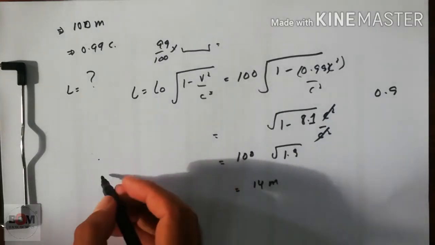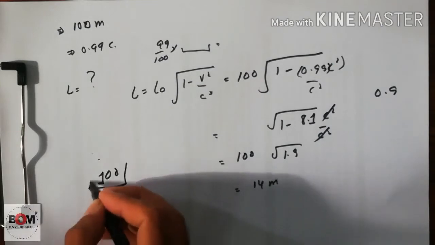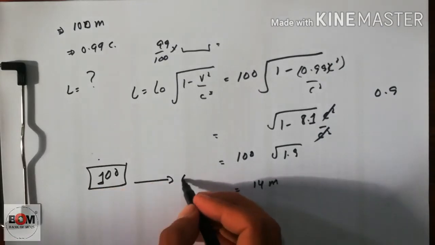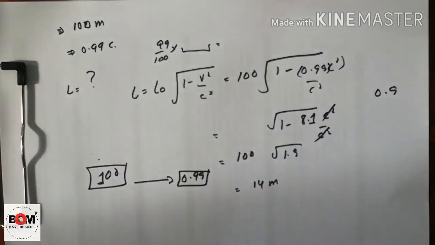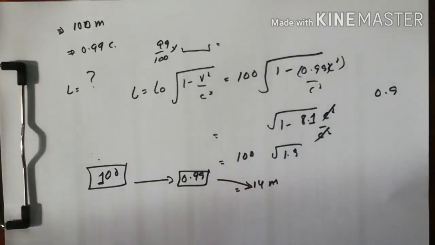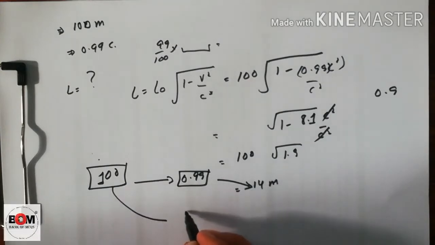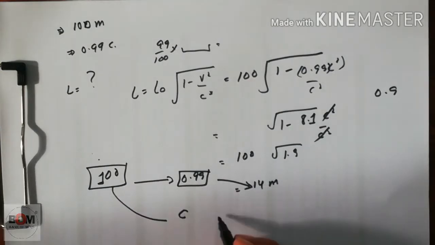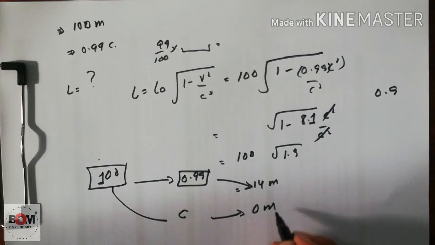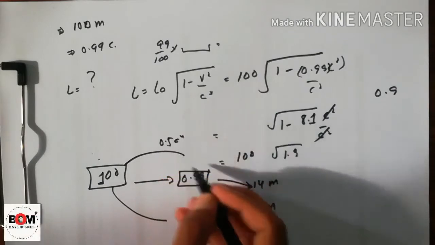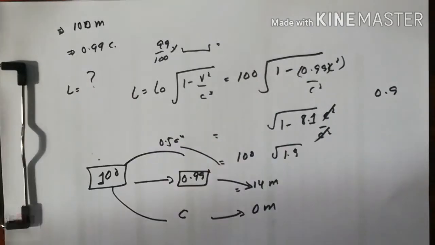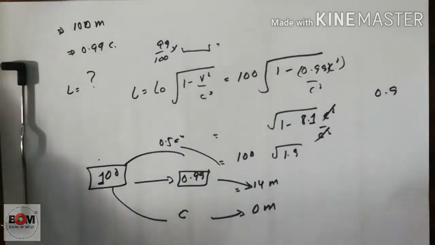So the original length was 100 meter, but as the body moves with nearly the speed of light, not with c but 0.99 c, it is 14 meter. Now if this body starts moving with the speed of light, 1 c, then it will be 0 meter, and if it moves with 0.5 c, it will give a value greater than 40. So as the speed increases, the length is contracted more and more.